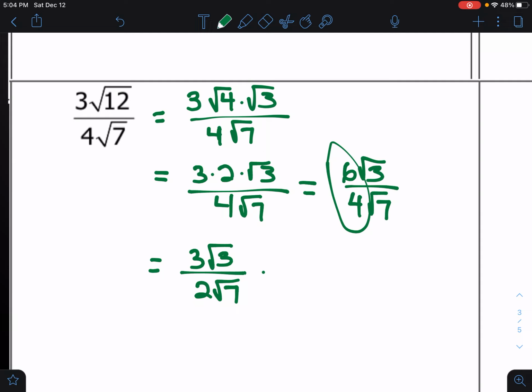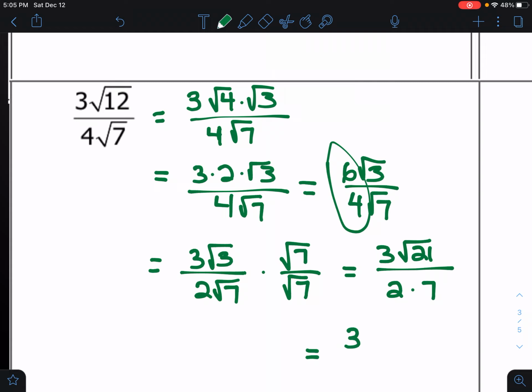Now I want to get rid of that radical in the denominator, so I'm going to multiply by square root of 7 over square root of 7. So this would give me 3 root 21 over, and notice I didn't multiply by 2 root 7, just root 7. So 2 times square root of 7 times square root of 7 is square root of 49, or 7. So my answer here would be 3 root 21 over 14.